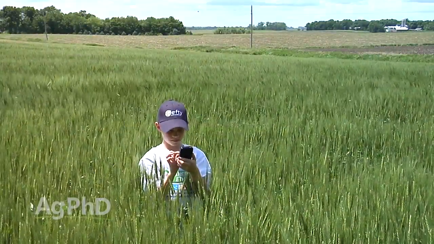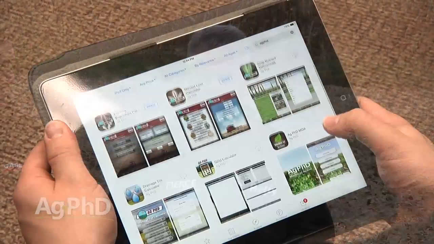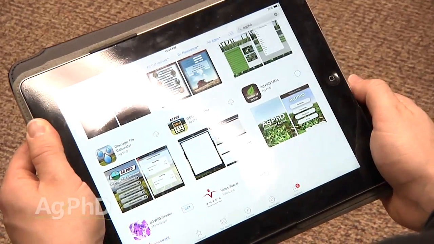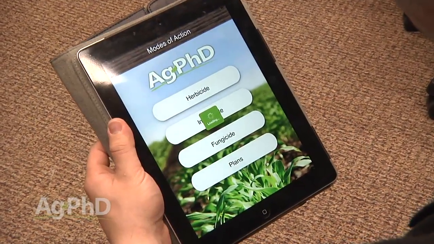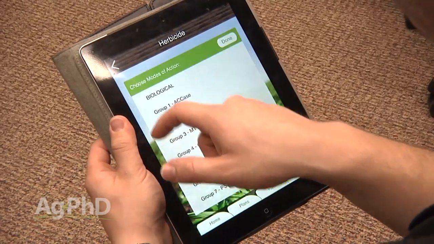Just in the past few months at Ag PhD, we've released a free app for you. If you're a farmer, or a non-farmer who's just curious about how many different choices there are, you can search for Ag PhD MOA, the MOA standing for mode of action. If you go into each product, it will tell you how it's killing it, at what site it's killing it, so you can get a little bit more information.